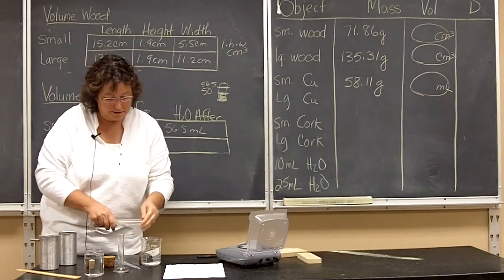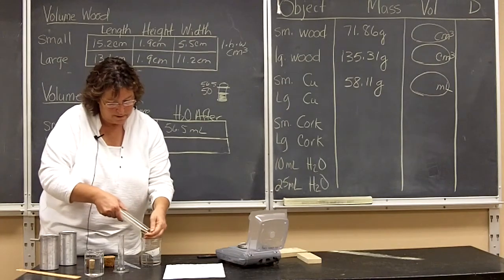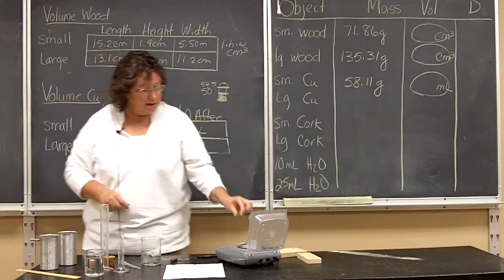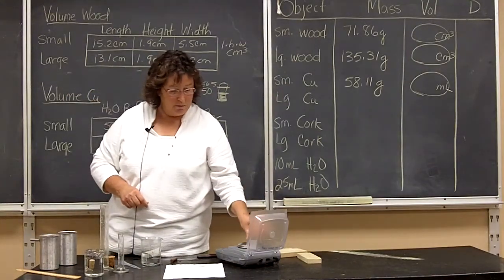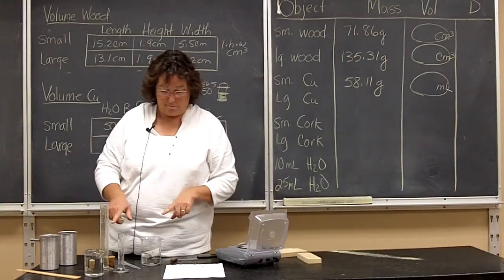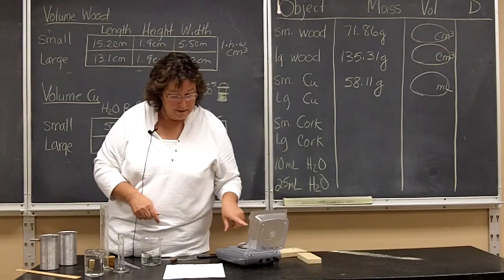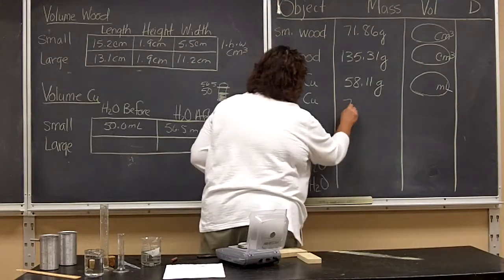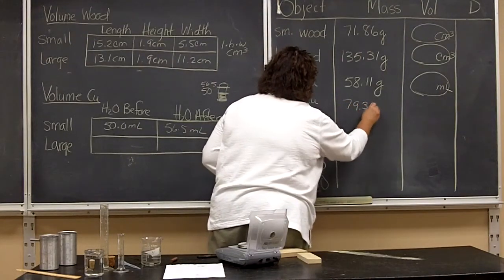Okay, second piece of copper. Get that dumped out. Second piece of copper, and think again, why do I want to take the mass before volume? That piece of copper is 79.36 grams.